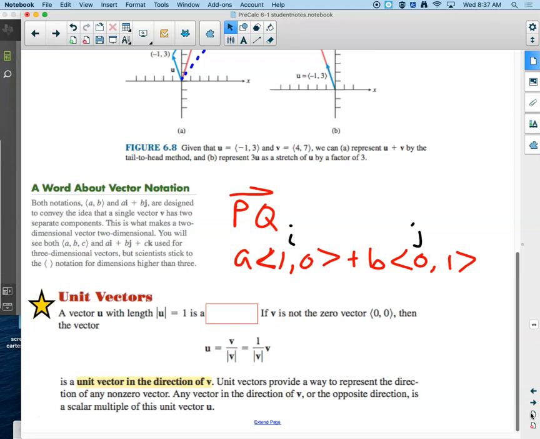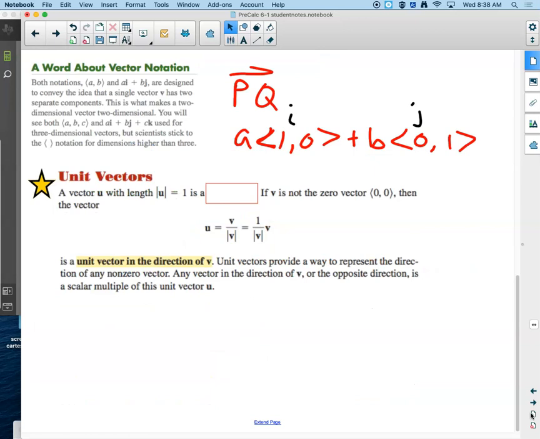Those are designed to convey the idea that a single vector v has two separate components, whether you're using the component form or this representation over here with vectors i and j. So this is what makes a two-dimensional vector two-dimensional, and it can represent three-dimensional, so we do see that there. Like I said, mostly we're going to stick with the two-dimensional for what we're doing. Scientists stick to the component form. Again, it looks like a smushed less than and greater than symbol there for higher dimensions than 3. And we use it a ton for 2 dimensions as well.